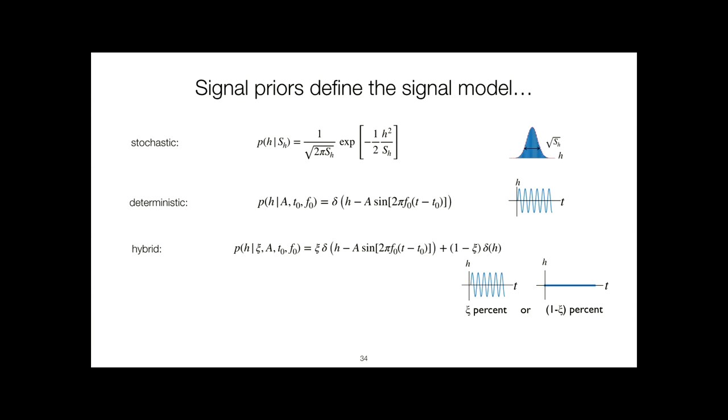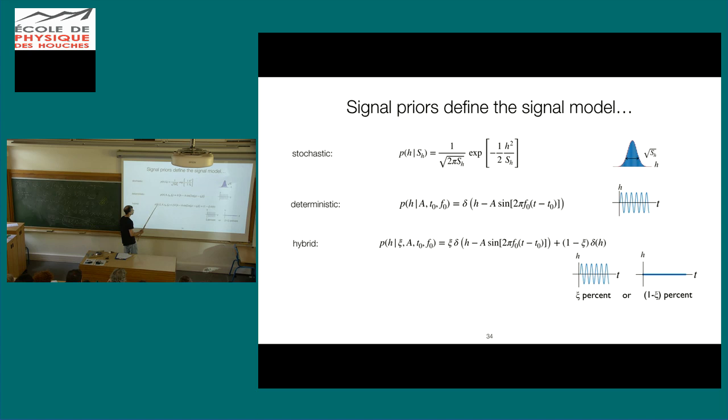Okay. One can consider hybrid models in the sense that we can take a prior for H that depends on several parameters. The C here is basically a probability. So C percent of the time, we take the signal samples to be deterministic, like this. And 1 minus C percent of the time, we take the signal samples to be zero. This will be relevant for the non-stationary search, which I'll explain in just a few minutes. If you want to allow for the case for a particular segment of the data to either contain a particular signal or not, you can use this as your signal prior.